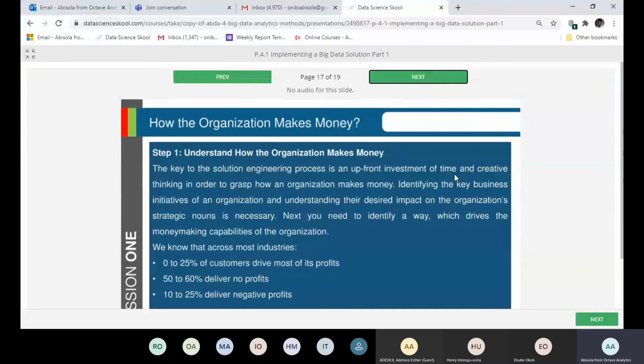Okay. So the first one, understand how the organization makes money. How does the organization make money? Why do you need to understand how the organization makes money? You need to know what their strategic nouns are. What I mean by strategic nouns is you're trying to check the business entities such as customers, stores, employees, the things that derive value within the organization. For example, customers, when they buy products, they derive value, right? Also, you derive value from the kind of customers you bring. Yes, you derive value from your kind of employees. Are your employees hardworking or not? They can determine whether or not your organization makes money.